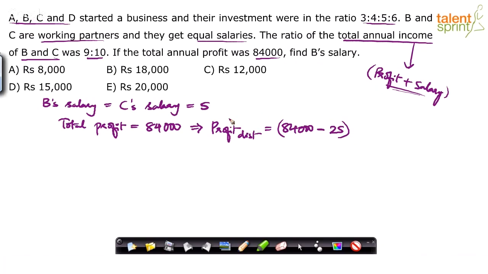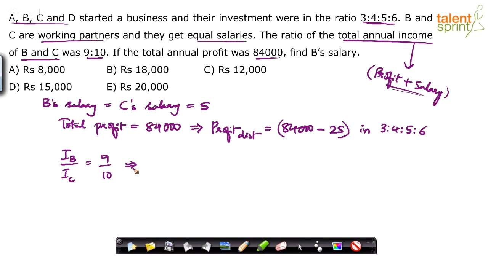Are you able to follow? The total profit of 84,000 will not get distributed in 3:4:5:6 ratio. Only 84,000 minus 2S will get distributed. In what ratio? 3:4:5:6. Right? Now understand. He says the ratio of total income of B and C was 9:10. So income of B by income of C equals 9/10.